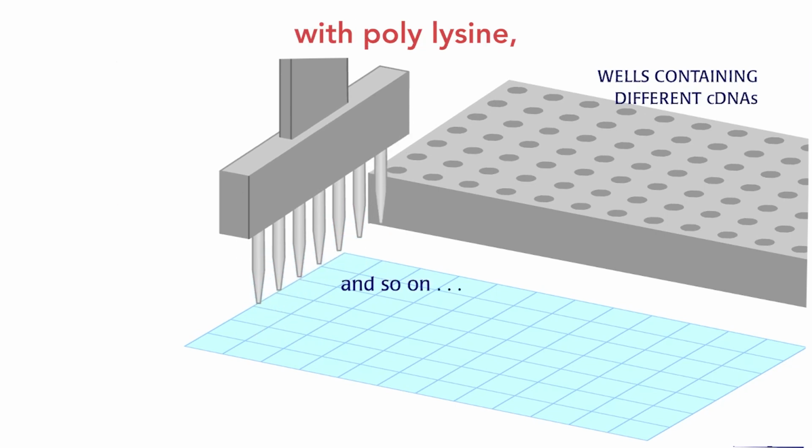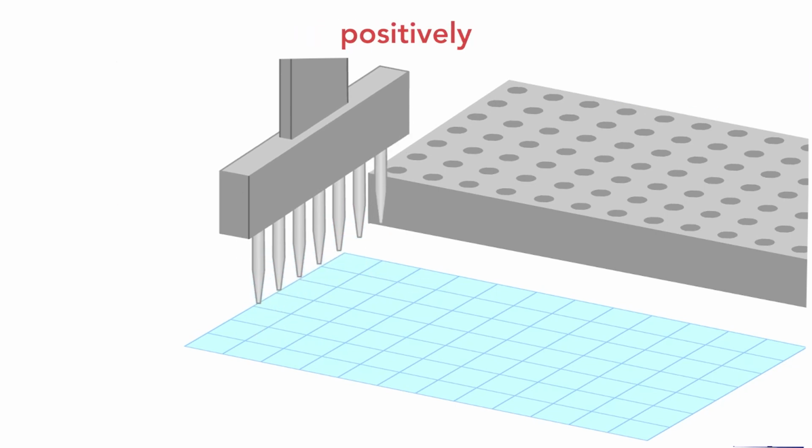The slides are coated with polylysine, which is positively charged. DNA is negatively charged, so the cDNA sticks to the slide through an ionic interaction. The cDNA can still interact with a DNA probe.